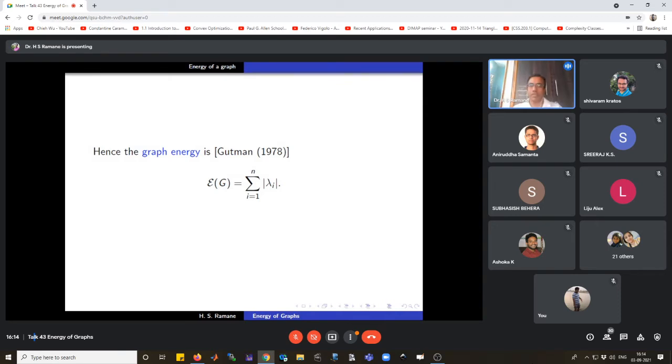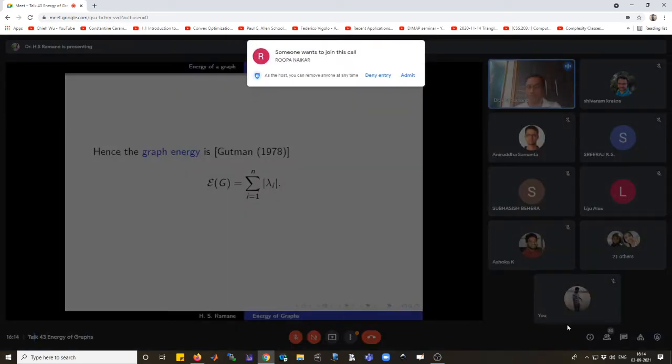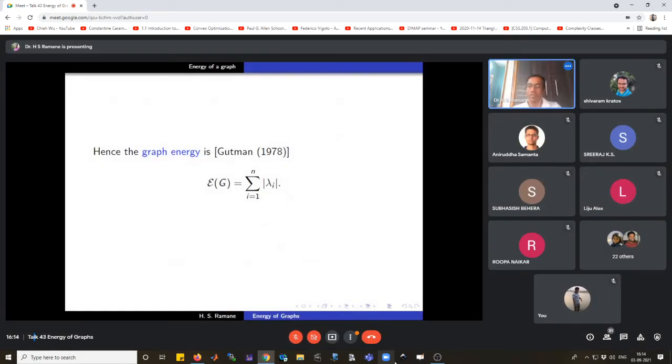He put forward this definition in the year 1978. Till 1999 there were only one or two papers, but from 2000 onwards many people are working on the concept, and several papers have come out on graph energy.